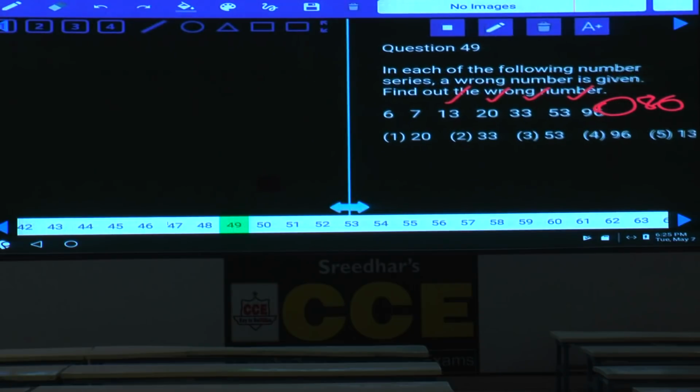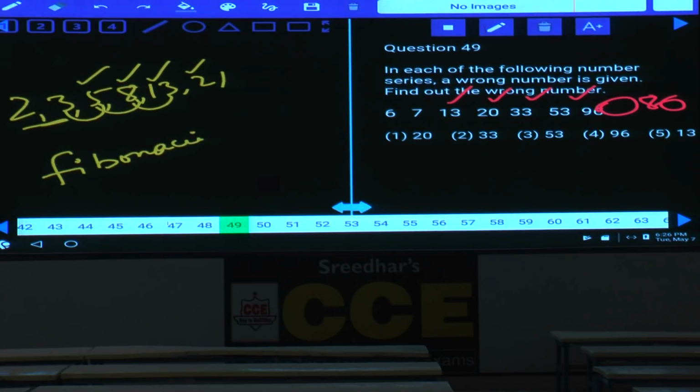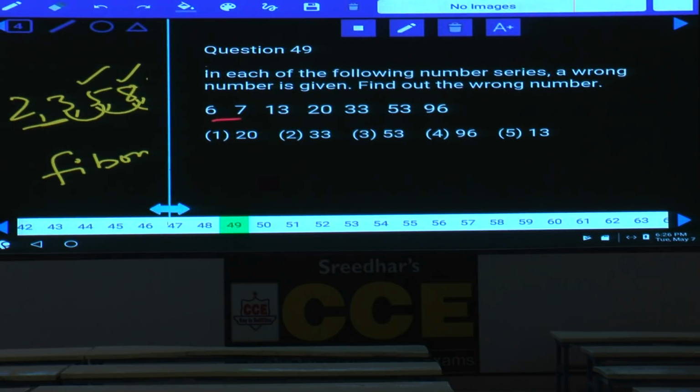Now in this one, 2, 3, 5, 8, 13, earlier we had discussed this one, 21. 2 plus 3 is so much? Next number 5. Now 3 plus 5, next number 8. 5 plus 8, next number 13. 8 plus 13, next number 21. And this is what we call the Fibonacci series. And similarly here also, 6 plus 7, 13, 7 plus 13, 20, 13 plus 20, 33, 20 plus 33, 53, 33 plus 53, 86. It is given as 96, so choice 4.